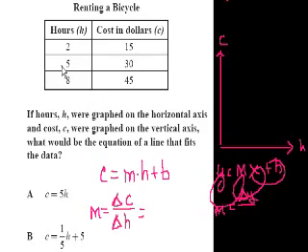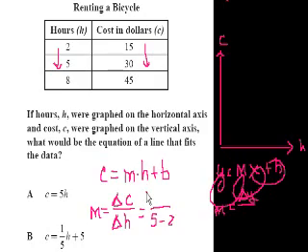Let's see. When our hours increased by 3, how much did our cost change by? When we go from 2 to 5, 5 minus 2 is how much we changed in hours, right? That's delta H. Then how much did we change in cost?